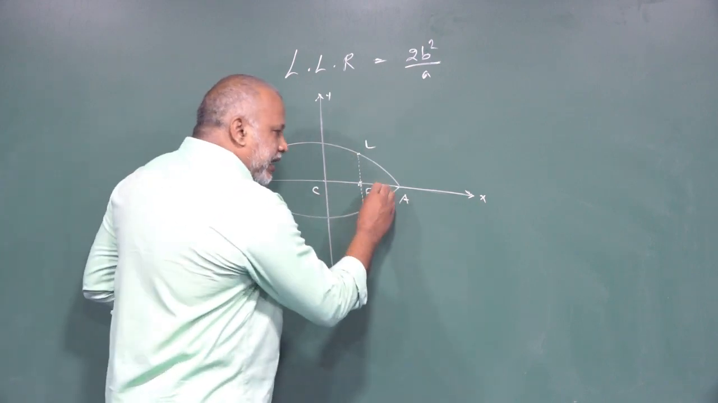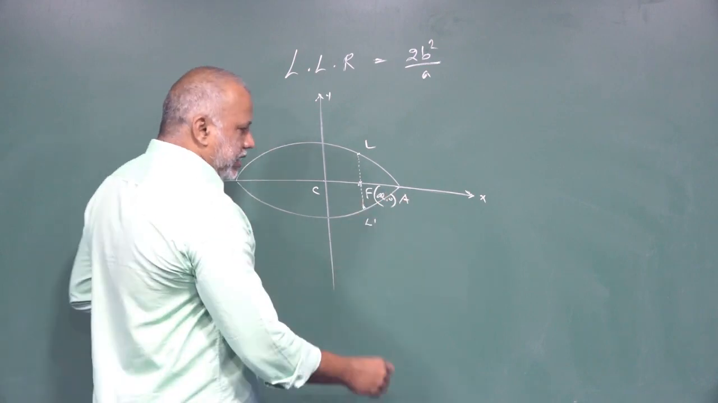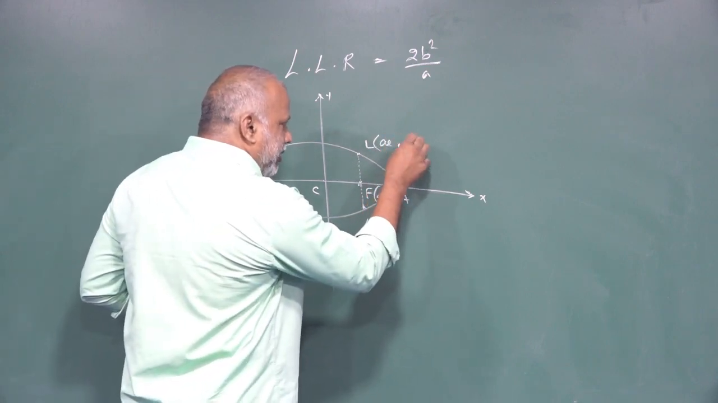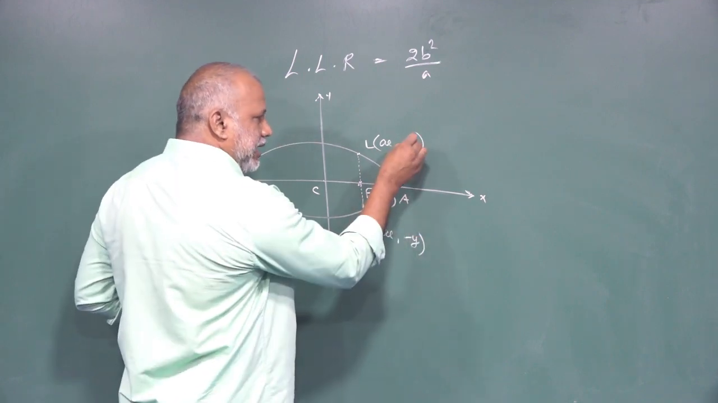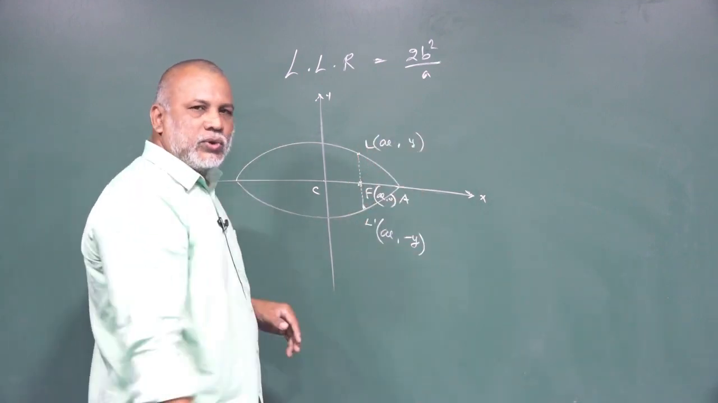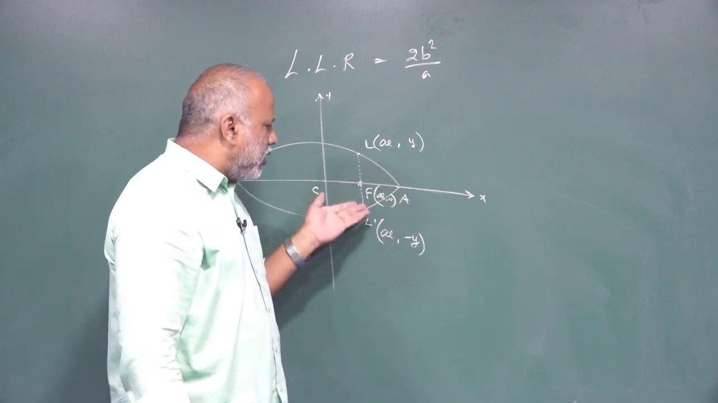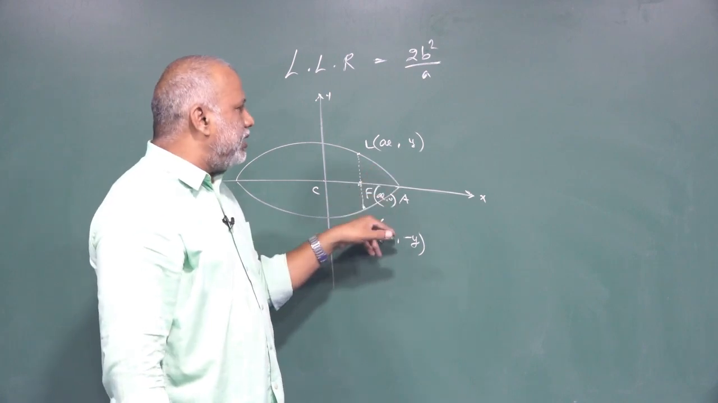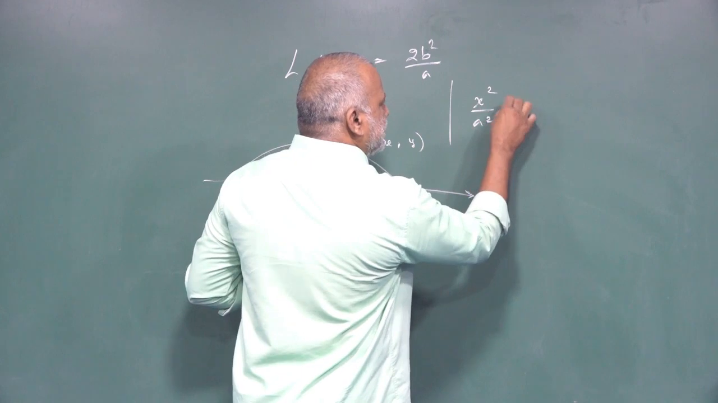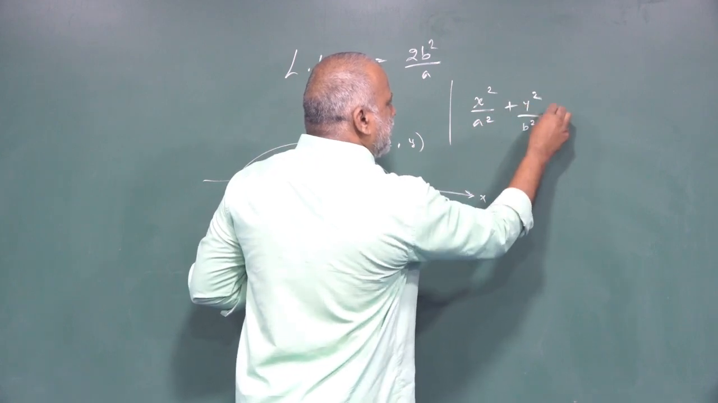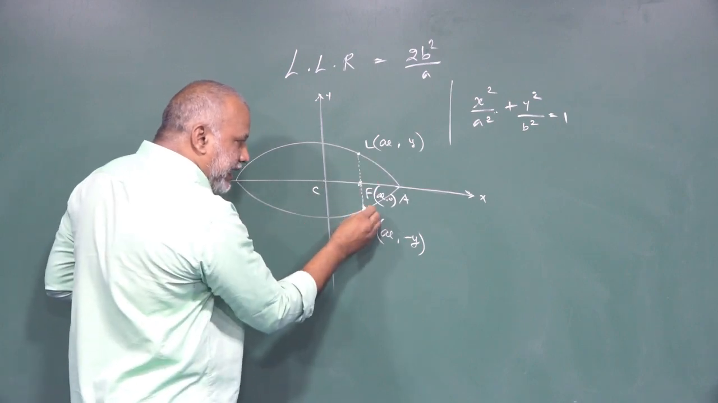We already worked out that F is (ae, 0). Here the points are (ae, unknown) and (ae, unknown), one lying in the first quadrant and one in the fourth. So (ae, y) and (ae, minus y). How are we able to work out the value of y? Using the equation of the ellipse. What is the equation of an ellipse? x squared by a squared plus y squared by b squared equals 1. This ellipse passes through the points L and L dash.